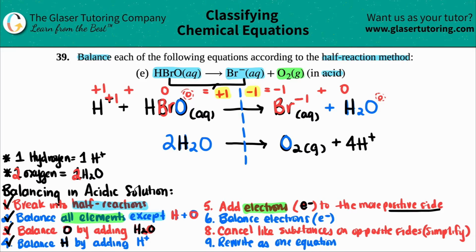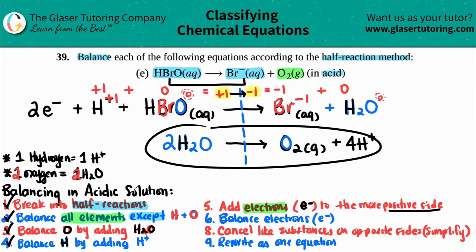Plus 1 and negative 1. Plus 1 is more positive, so I know that I have to add electrons on this side. But how many of them? On a number line, how many numbers do you jump from a plus 1 to a negative 1? 2, right? I got to go to the 0, and then I go to the negative 1. So that's how many electrons you add, the difference between the 2 numbers.